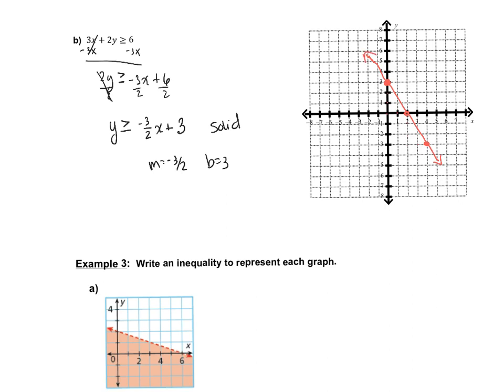And now again I need to shade, so I'm going to test a point. I just like to test 0, 0. So it's not on the line, so we're able to test it. If I plug 0 into the original equation, it will be 3 times 0 plus 2 times 0 is greater than or equal to 6. Well, that's 0 and that's 0. So 0 is greater than or equal to 6. That's false. 0, 0 is false. So I cannot shade where 0, 0 is right now. I need to shade the other side of the line.